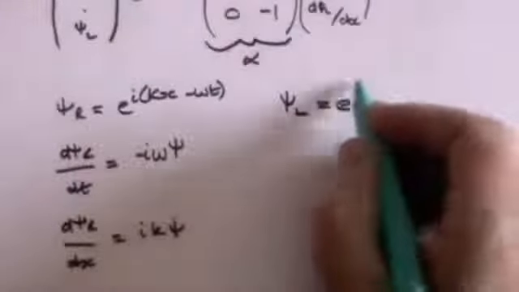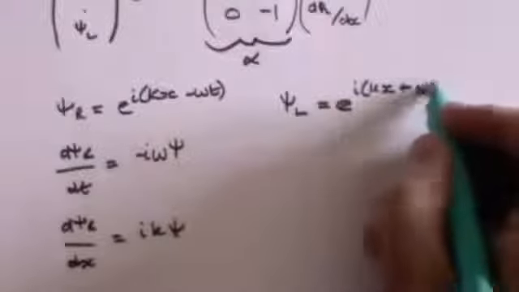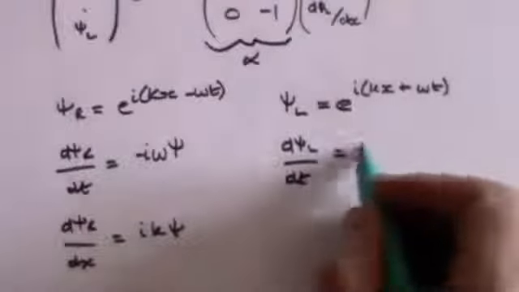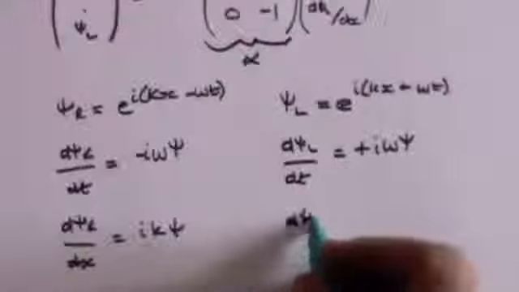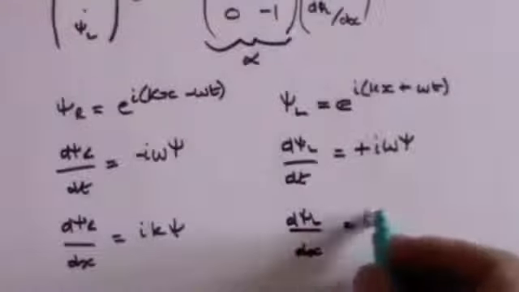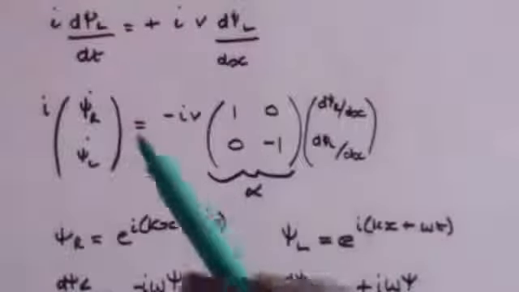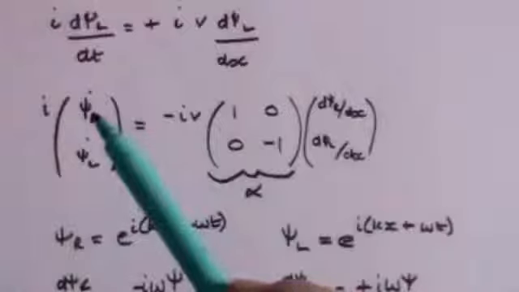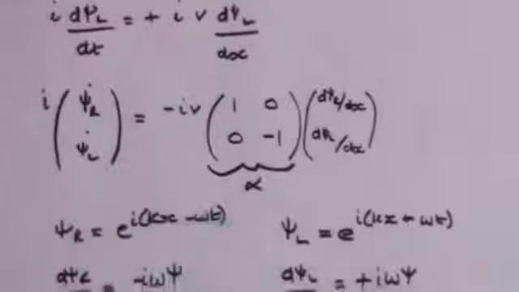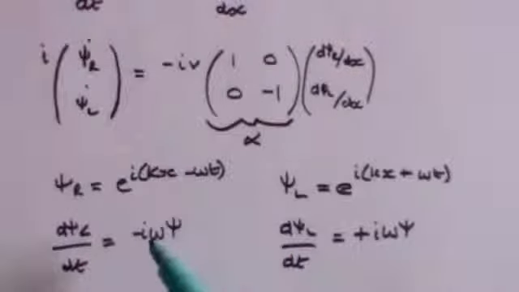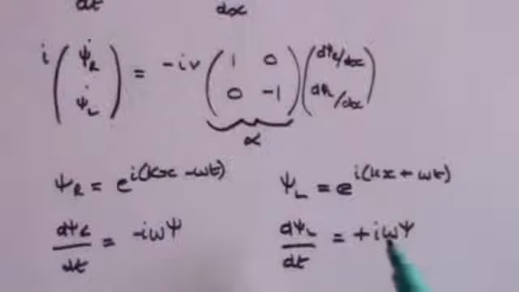But we also said that psi left is equal to e to the i(kx plus omega t), which meant that d psi left by dt was equal to plus i omega psi, and d psi left by dx was equal to ik psi. And that means that in respect of this equation here, for the derivatives of psi right and psi left with respect to time, I can put minus i omega psi and plus i omega psi.